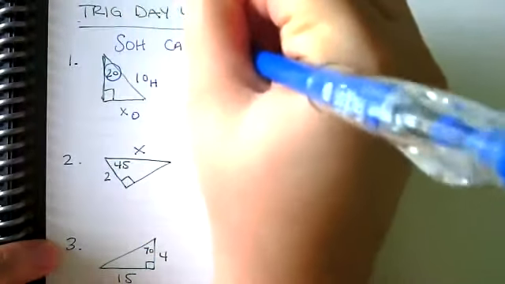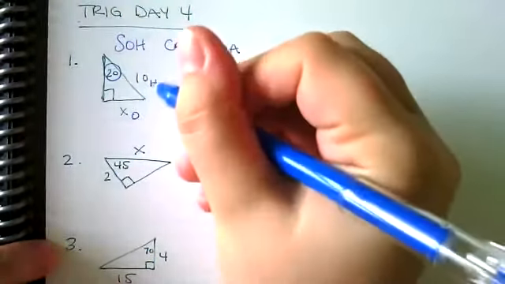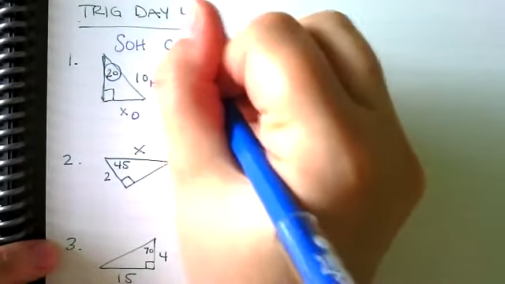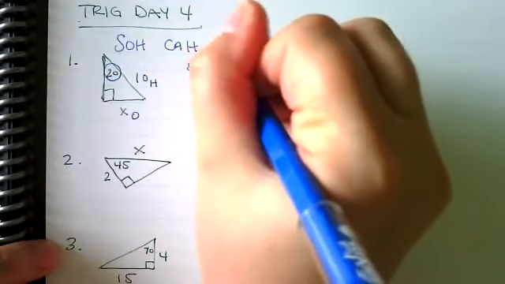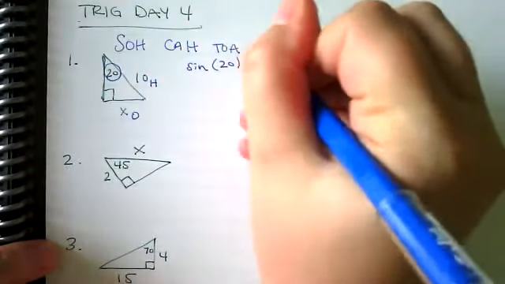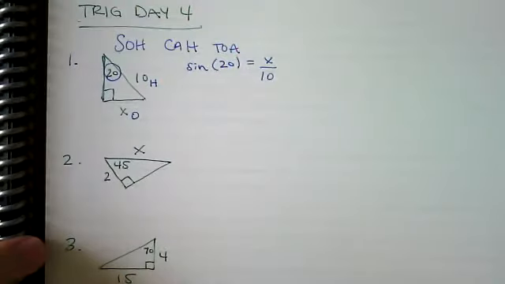So the trig functions, remember, SOHCAHTOA. So the one that uses the opposite and the hypotenuse is sine. So we're just going to fill that in. So we've got sine of 20 equals x over 10. And then we're just solving from there.